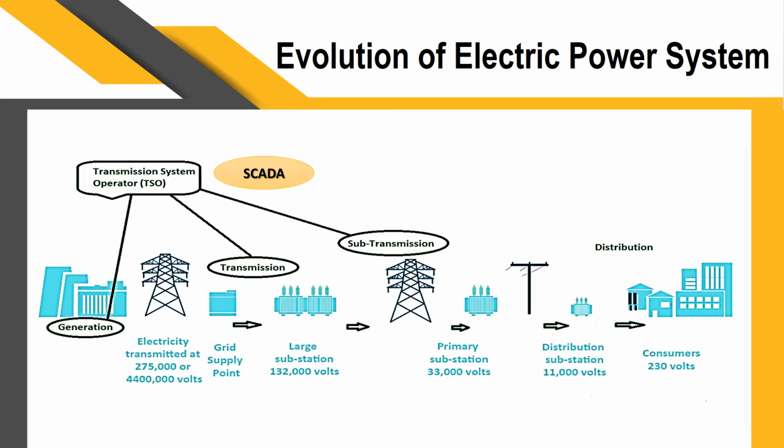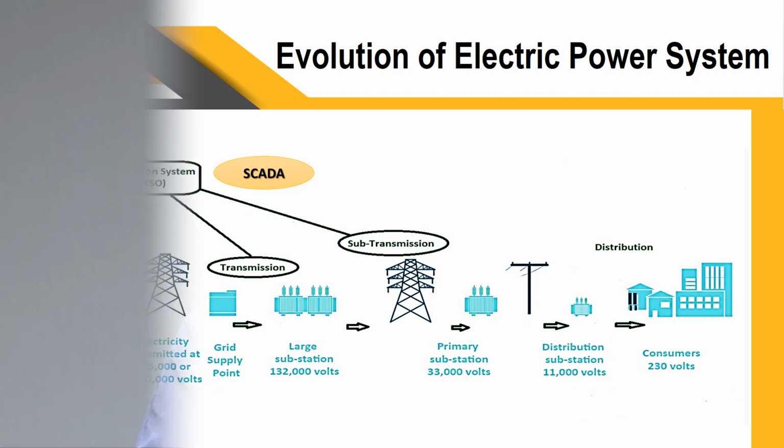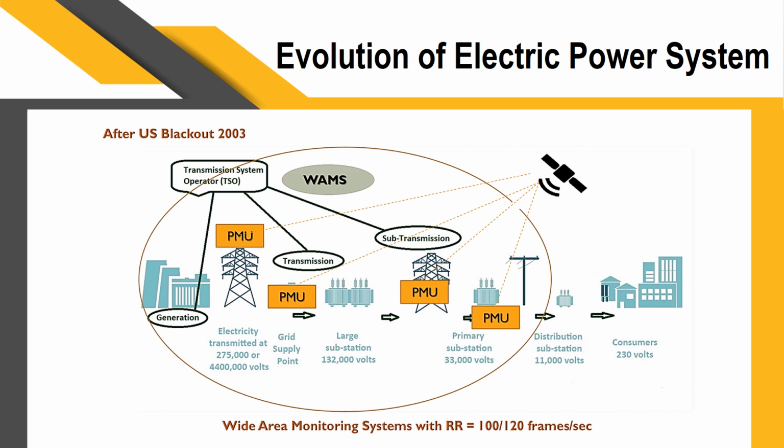Now this traditional SCADA system has been working well until recently, and the major shift in the monitoring, protection and control of the power system came soon after the US blackout in 2003. As most of us know, in 2003 the US faced one of the major blackouts in history, where almost the northeast part of the United States and the central part of the Canadian grid went dark. The blackout was so severe that it took almost a week to completely restore the system.